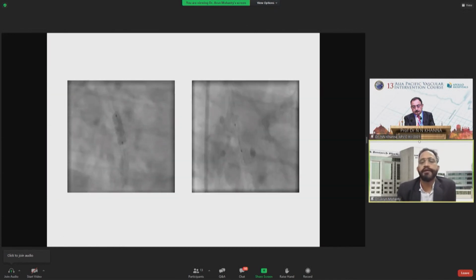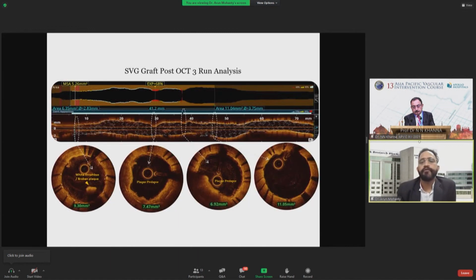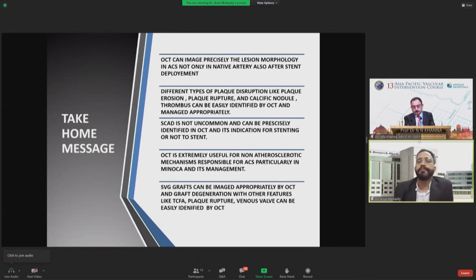So to conclude my talk, OCT can image precisely the lesion morphologies in ACS, not only in the native artery, but also after stent deployment. Different types of plaque disruption like plaque erosion, plaque rupture, and calcific nodule thrombus can be easily identified by OCT and managed appropriately. SCAD is not uncommon and can be precisely identified. For the indication of stenting or not stenting, OCT is a very good method, but one has to be very careful when doing the OCT. It may propagate the dissection or SCAD.